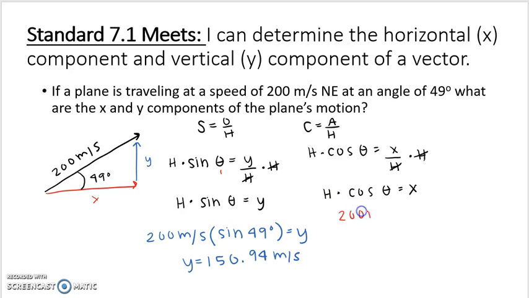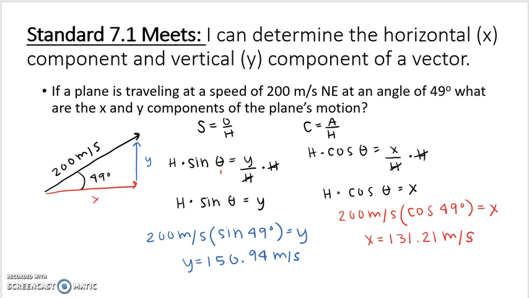Now let's solve for x. My hypotenuse is still 200 meters per second times the cosine of my angle, which is 49 degrees, equals x. If I plug that into my calculator, for x I get a value of 131.21 meters per second.